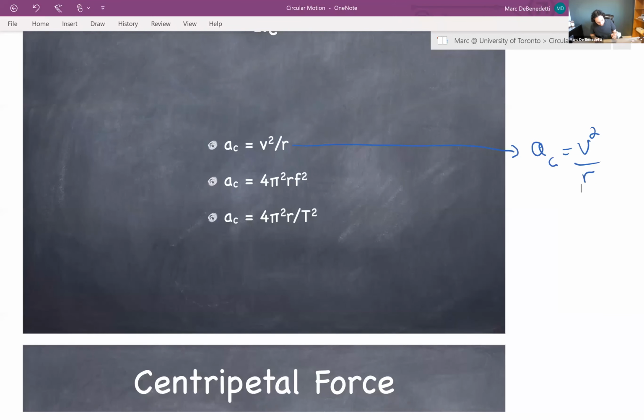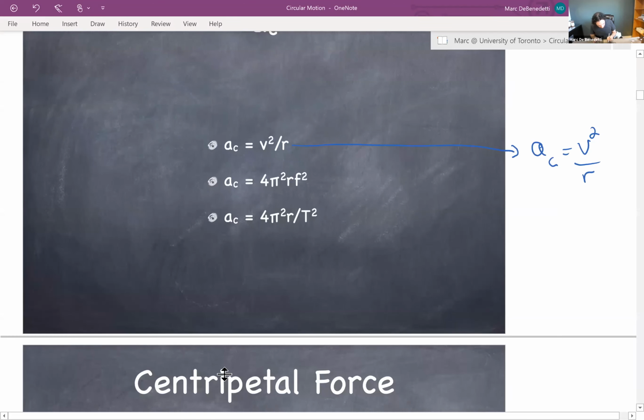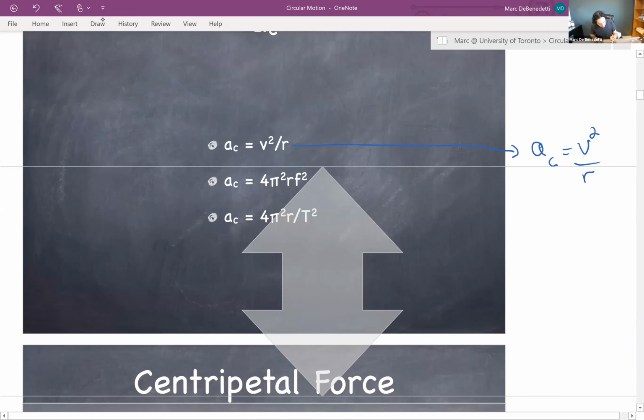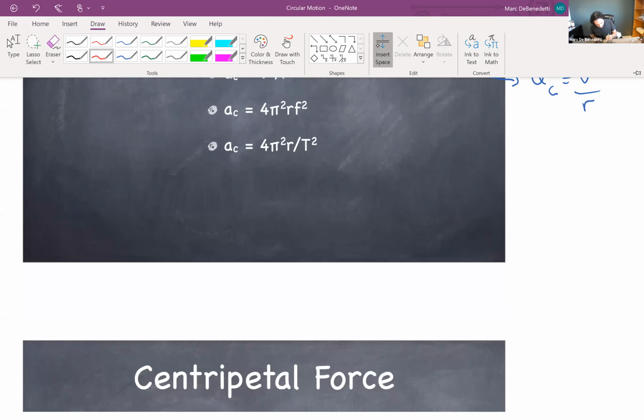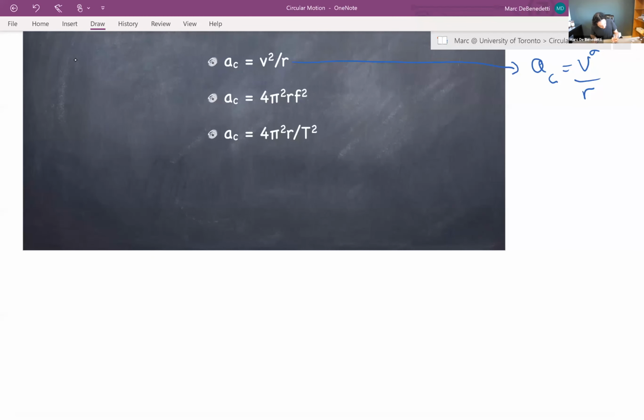Now, I'm going to need to insert some space here. There are other formulas that we can use, depending on what variables we have and what variables we're asked for. So if you actually look, let me change my color here to black.